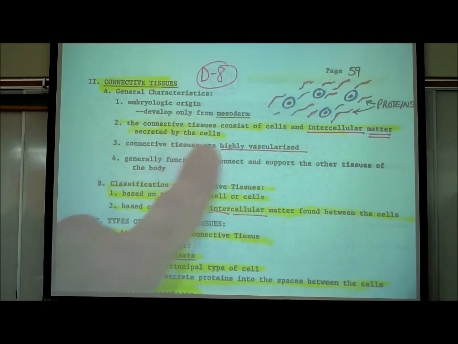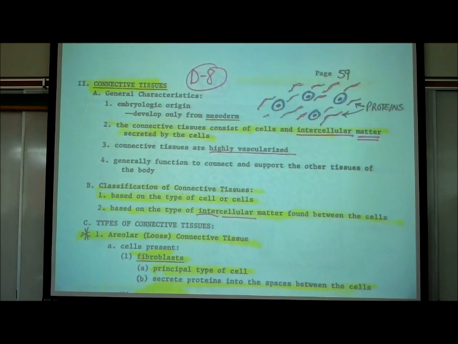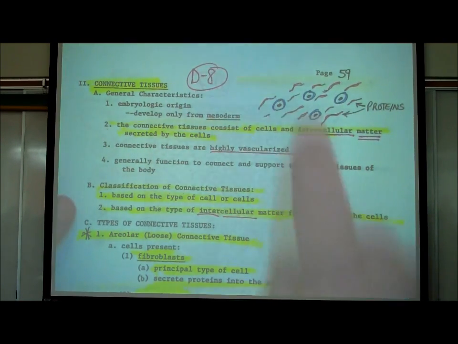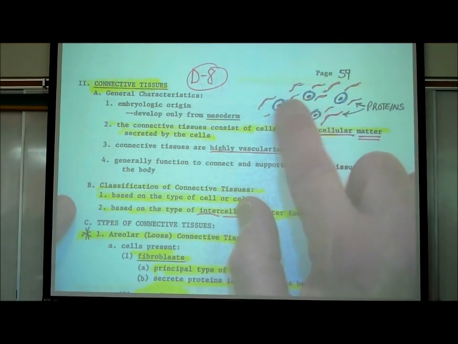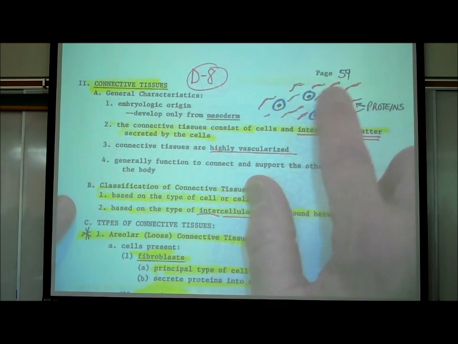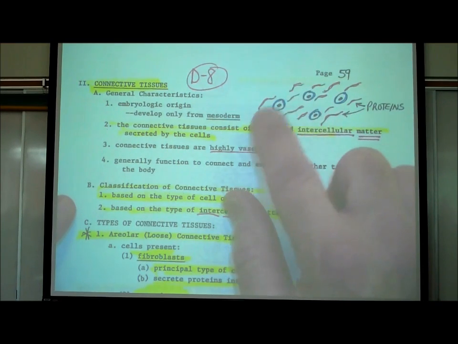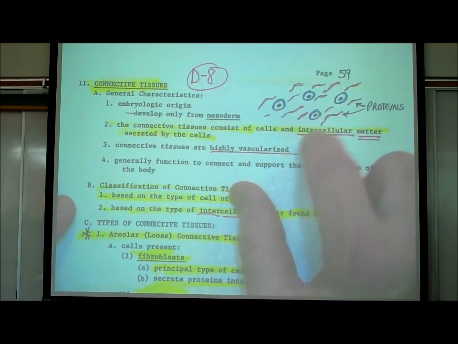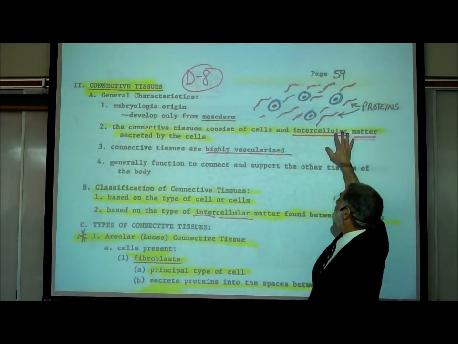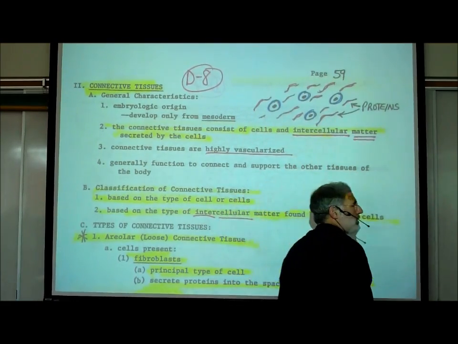Number 2, connective tissues consist of cells and intercellular matter secreted by the cells. What does that mean? In a connective tissue, the cells are not packed closely together. They are actually separated apart. And these cells manufacture and secrete proteins that are secreted into the spaces between the cells. And so this protein, this matter that is found between the cells is called intercellular matter.